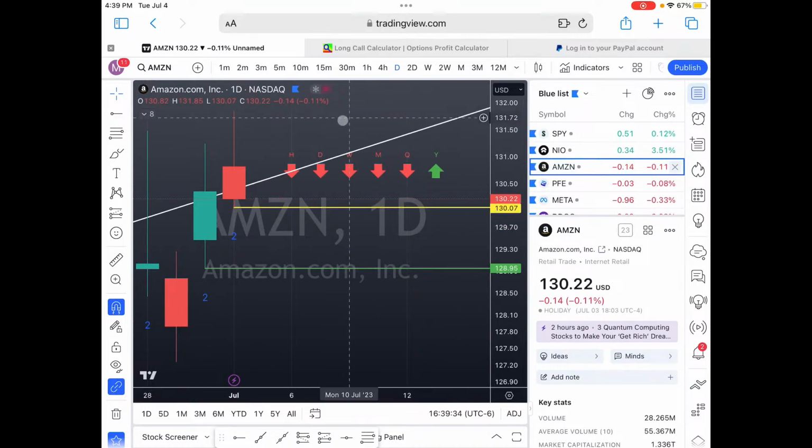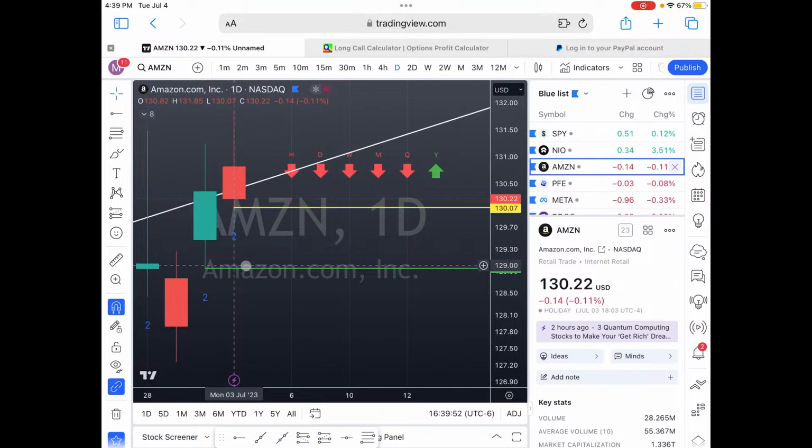Amazon, same thing. Really close to getting that shooter candle that we talked about, where we have this body at the bottom and a long wick to the top. We're almost 2 times the size. It's pretty close to being a shooter candle. Okay, we also have time frame continuity. We are also trading at the top of a broadening formation.